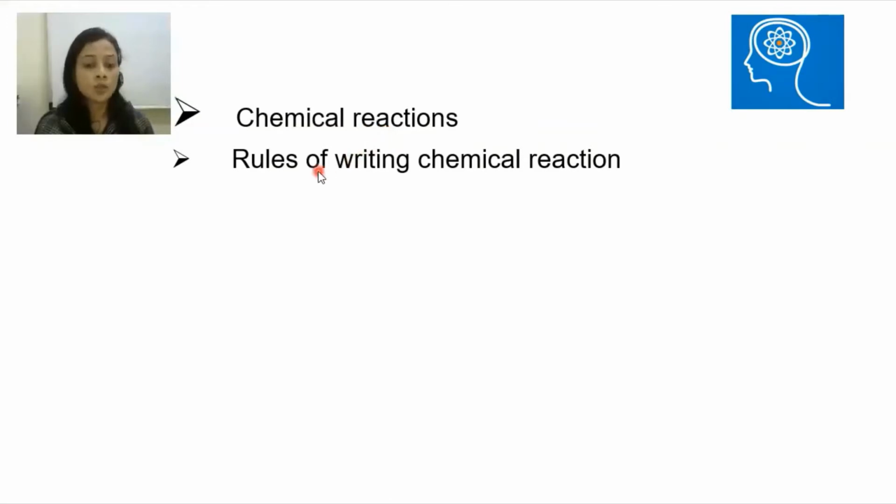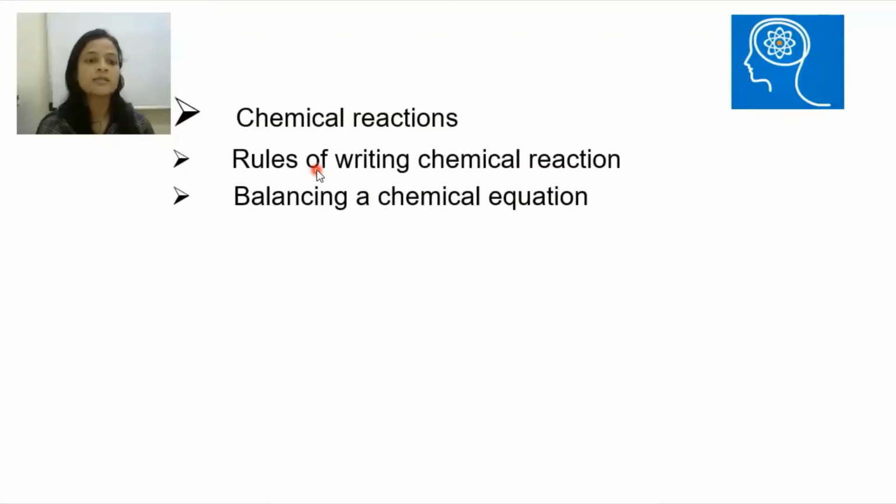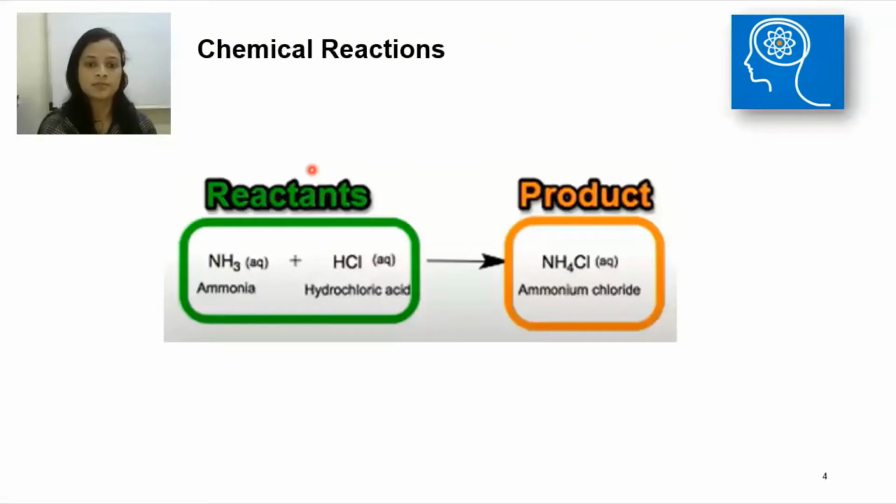Secondly, what are the rules to write a chemical reaction? Then how to balance the chemical equation, which steps are there for balancing the chemical equation? After that, what are the different types of chemical reactions? Okay, we'll discuss step by step. So first of all, what is a chemical reaction?